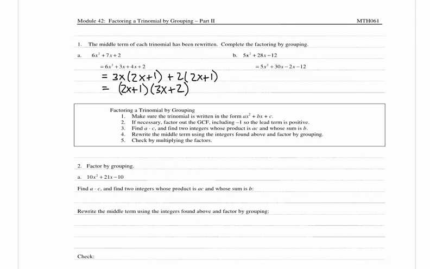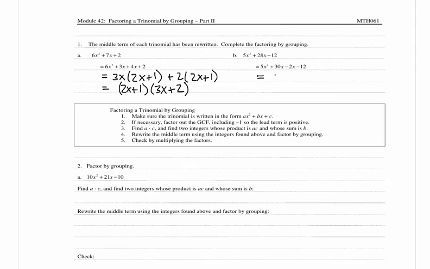In B, we have 5x squared plus 28x minus 12. 5 times negative 12 is negative 60. So we need factors of negative 60 that add up to 28. And we have 30 and negative 2. So we have 5x squared plus 30x minus 2x minus 12.